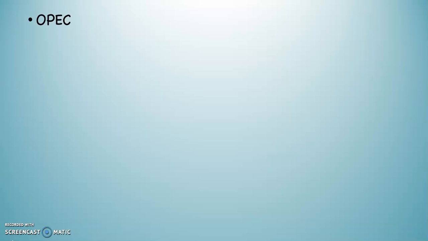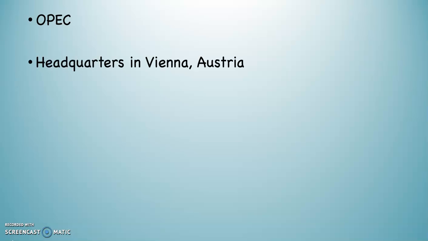The second of these is OPEC. OPEC stands for the Organization of Petroleum Exporting Countries. In other words, it's about oil. The headquarters are in Vienna, Austria, which is odd because Austria doesn't have any oil. And there are 12 members.